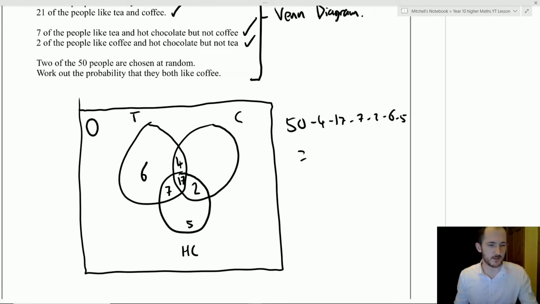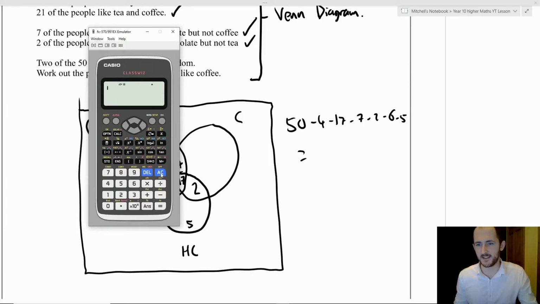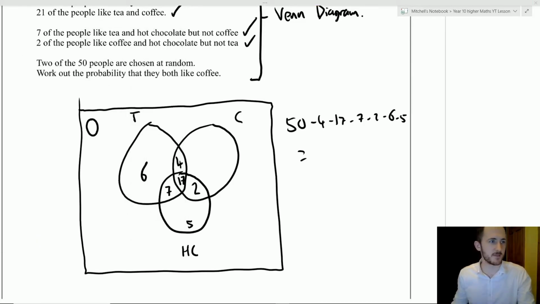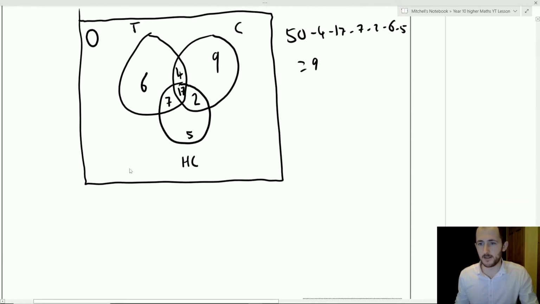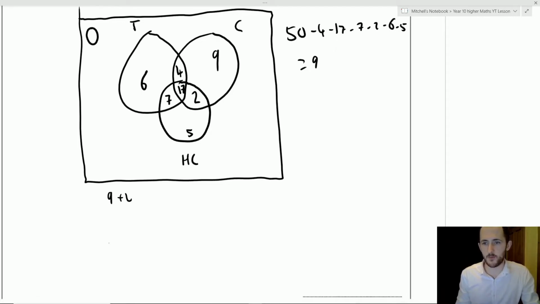So, you know what, I'm going to be lazy and just do this on a calculator. So 50 minus 4 minus 17 minus 7 minus 2 minus 6 minus 5. 9. Perfect. That makes my life easier. Cool. So we've gained most of the marks already. So all we need to do now is work out the probability that they both like coffee if 50 people are chosen at random. So the number of people that like coffee are all of these people in the diagram here. So we have 9 plus 4 plus 17 plus 2, 13, 30, 32 people.